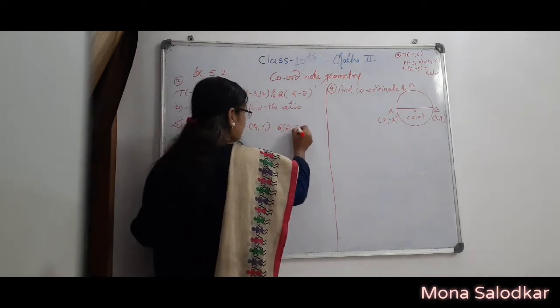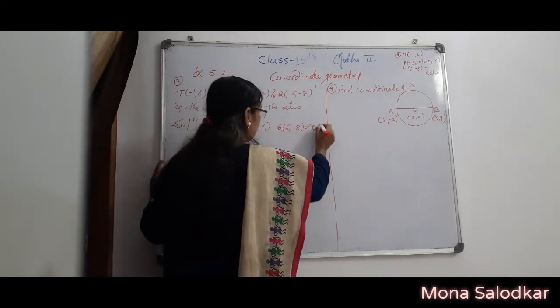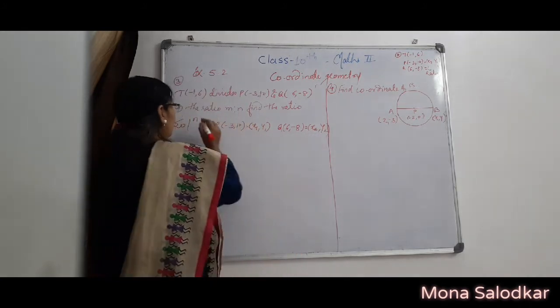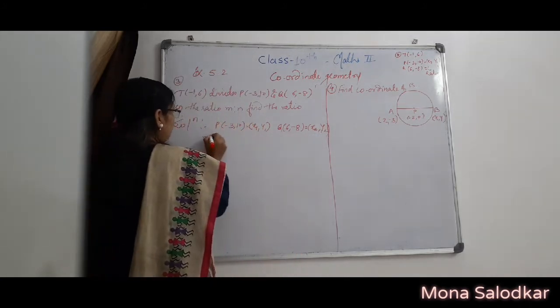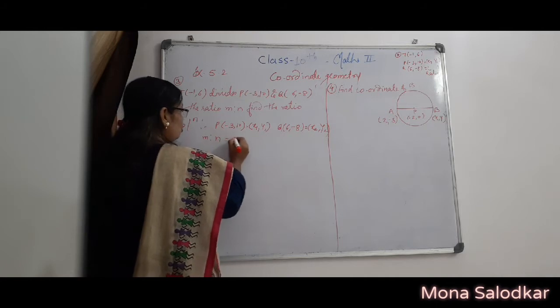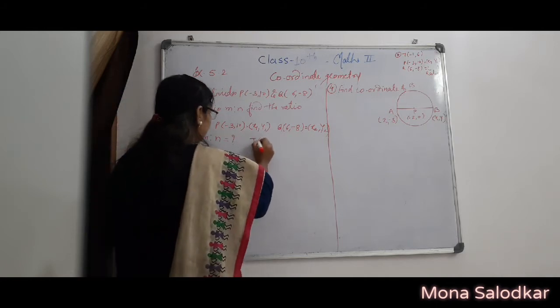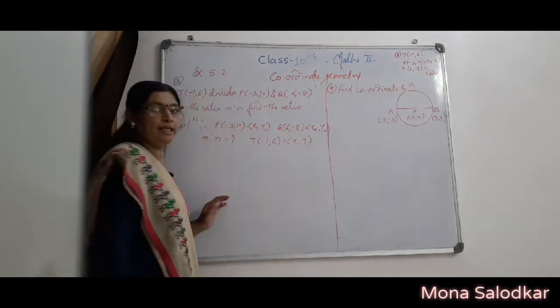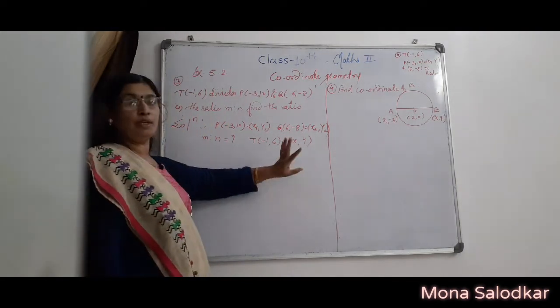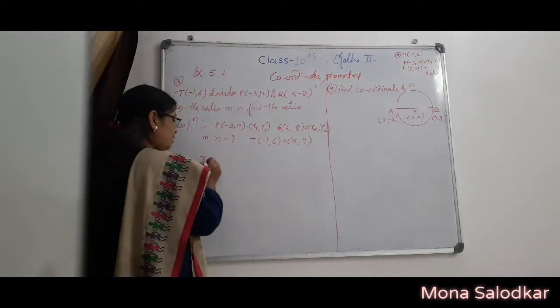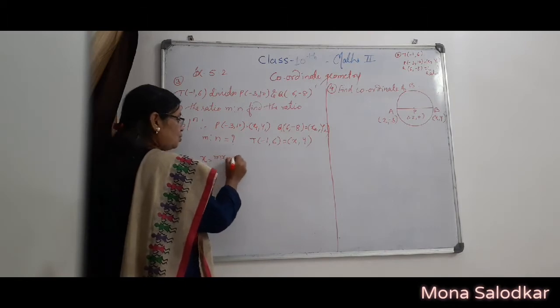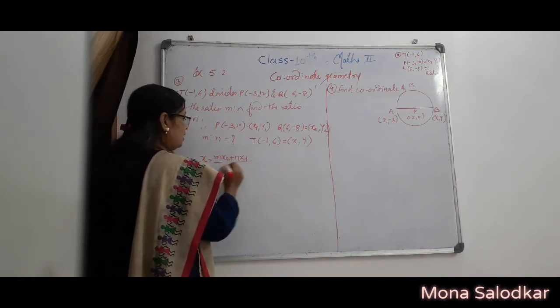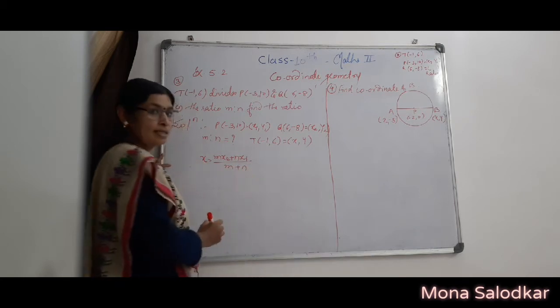and Q (6, -8) as (x2, y2). And what is given? M is to n, you have to find out, and the point (-1, 6) is given, means x and y are given. So you have to take any one part, x or y. Now x equals (mx2 plus nx1) upon (m plus n).